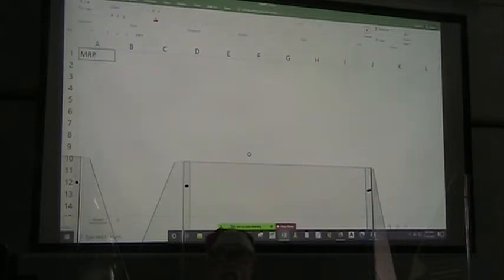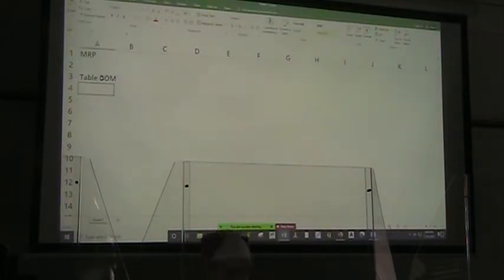Let's think of an object that we all understand and is simple enough that doing an MRP on that is going to make sense. In this case, the object that we are going to make is a table. And I'm going to create a bill of materials.